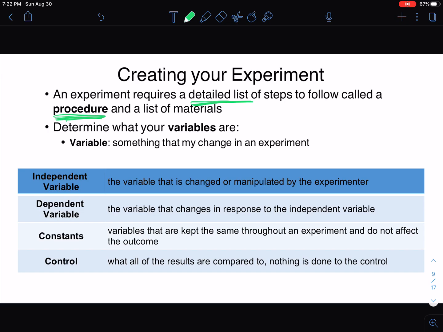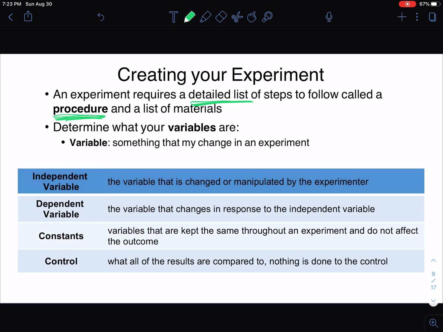At times, it can't be helped just based on what's being asked to do. But you want to try to make a procedure when you're creating an experiment that anybody could pick up and follow. If you asked your friend to read it and you don't think they could follow it step by step easily, the same way that you did it, then you probably don't have a complete procedure yet and you need to do some revising. The other thing you're going to need is a list of materials.